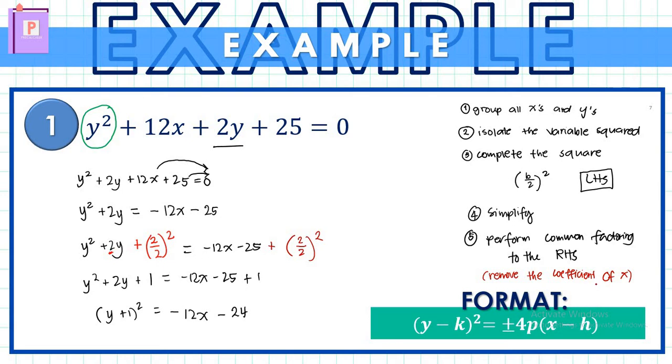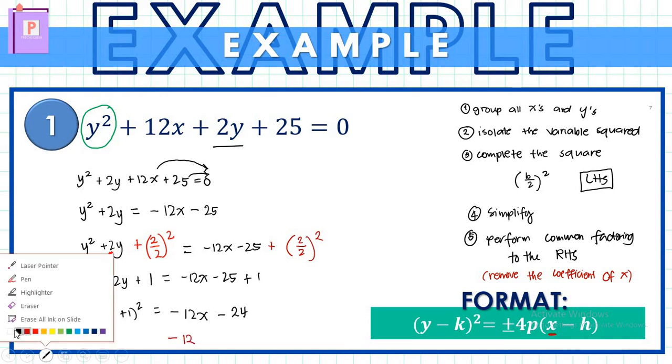Why do we want to remove the coefficient of x? Because strictly in the format, there's no coefficient of x. So that will be removed by performing common factor. So what is the GCF between negative 12x minus 24? Definitely that is negative 12. That is the value that we're going to factor out given the equation.